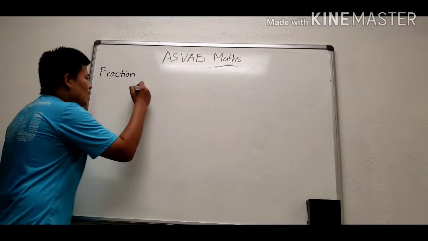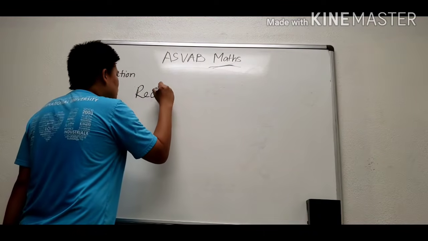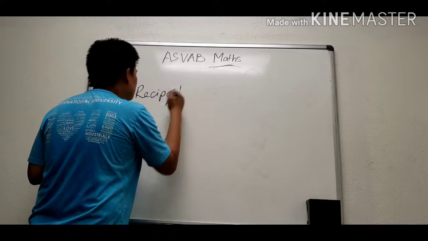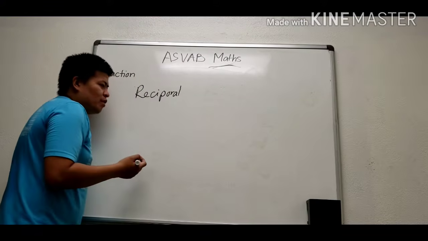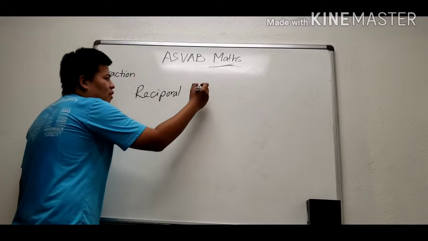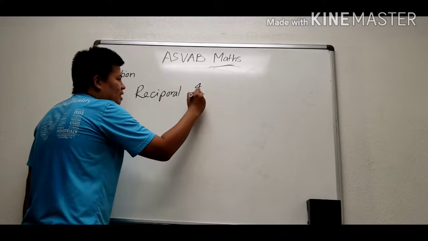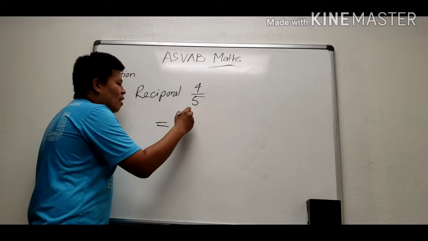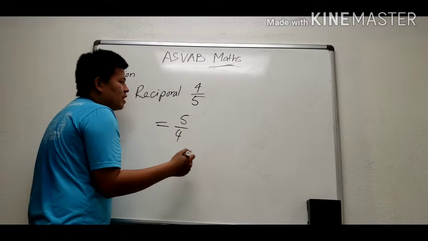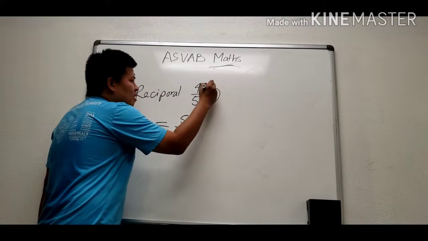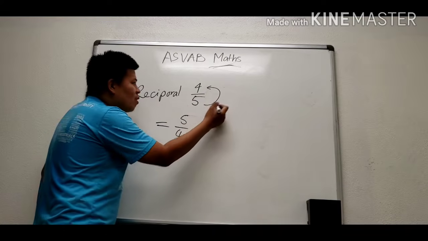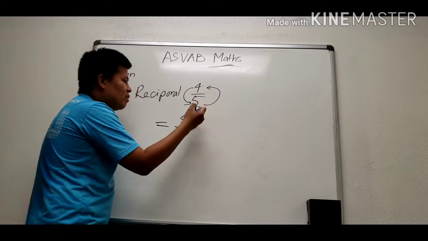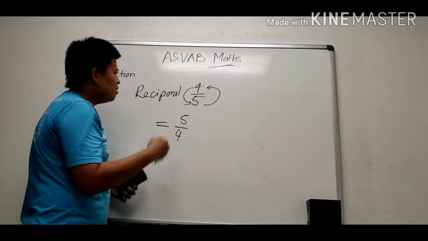The next one is about the reciprocal. If you see, for example, 4 over 5 like this, the reciprocal is 5 over 4. This means that the denominator will go to the numerator and the numerator goes back to the denominator, just like that, the reciprocal.